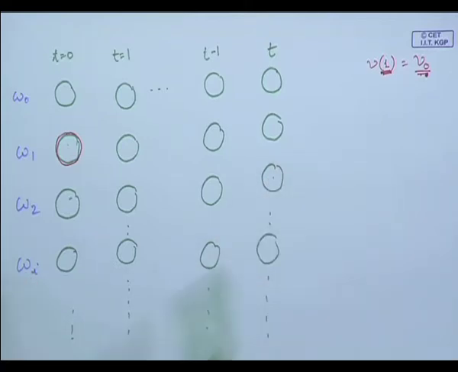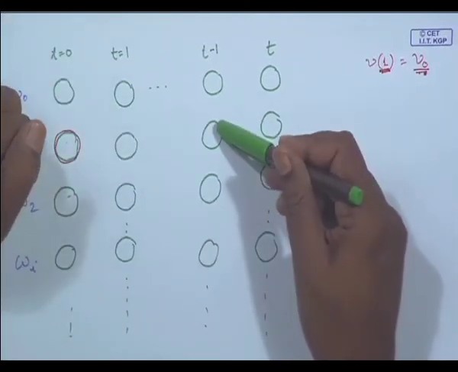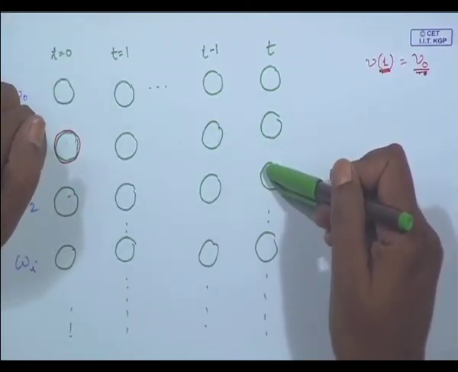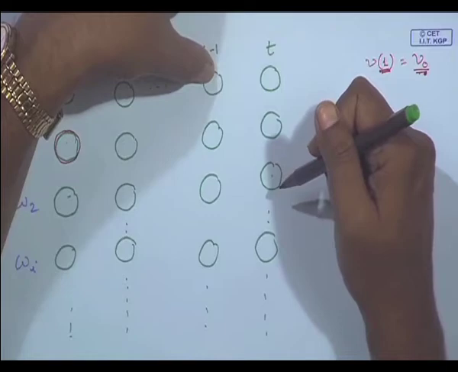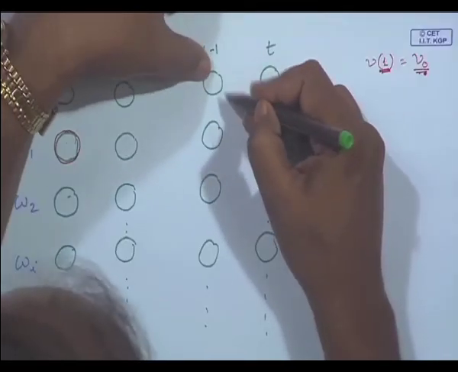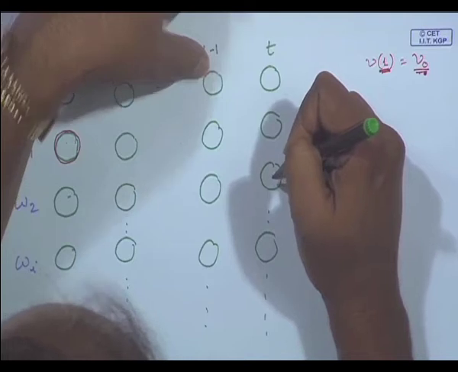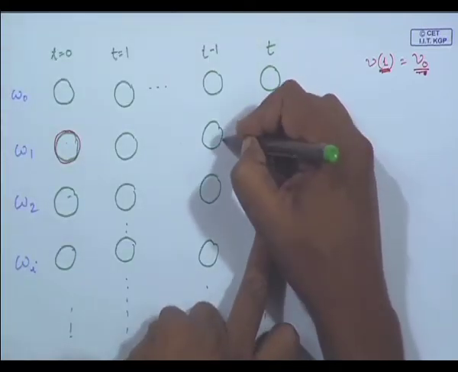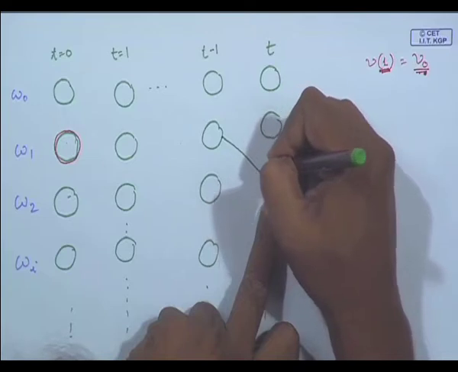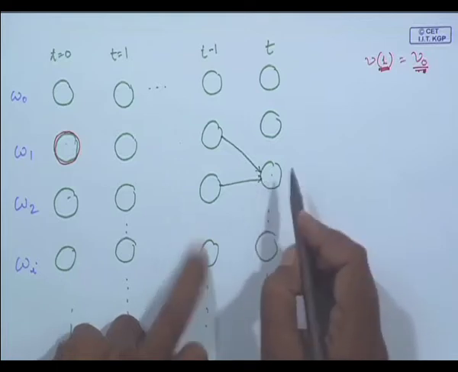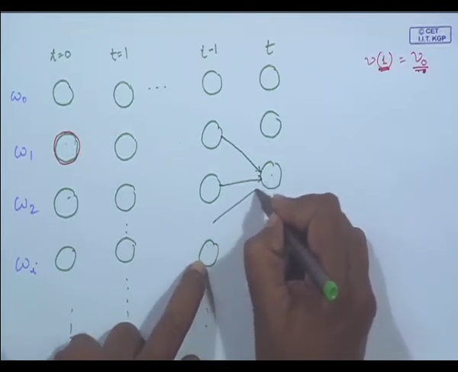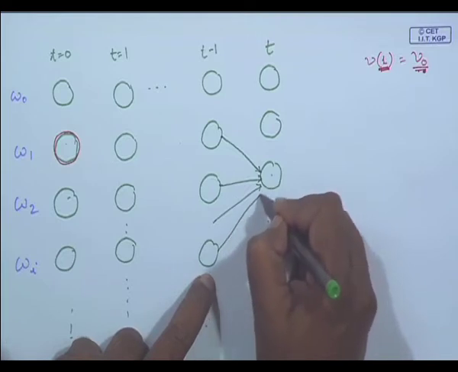Okay. So, what are the possible ways in which the machine can come to this state omega 2? Obviously, from omega 0 it cannot make a transition to omega 2, because as we said, if the model enters this final state omega 0, it cannot come out of that state. However, it can make a transition to omega 2 from omega 1, from omega 2 to omega 2, from omega 3 to omega 2, from omega i to omega 2, and so on.